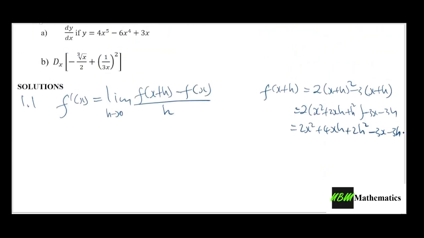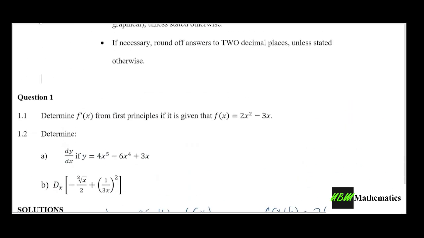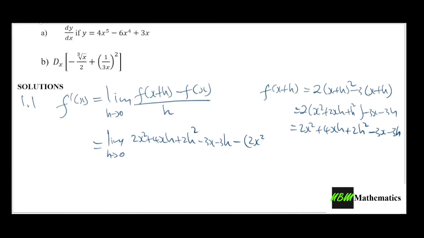And then now that we have the expression for f of x plus h, we can now substitute into our formula. Then we say the limit as h approaches 0 of f of x plus h is 2x squared plus 4xh plus 2h squared minus 3x minus 3h, minus, and our f of x is given by 2x squared minus 3x, and this is all divided by h.